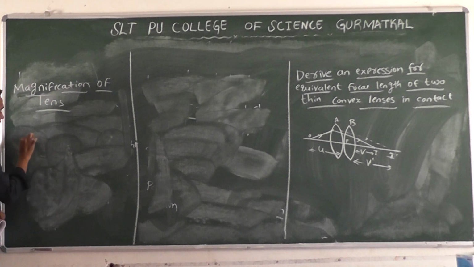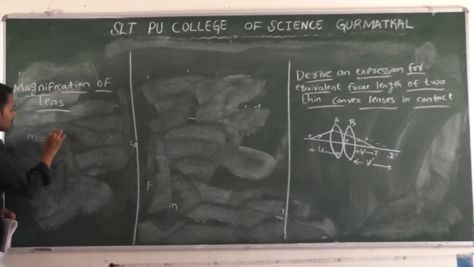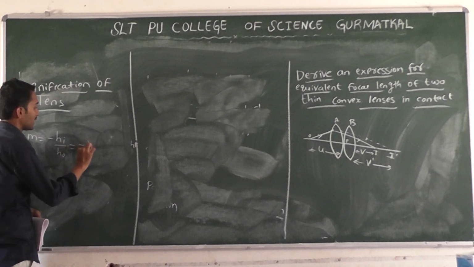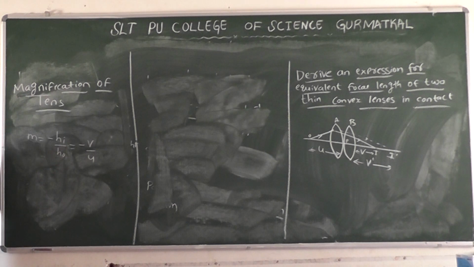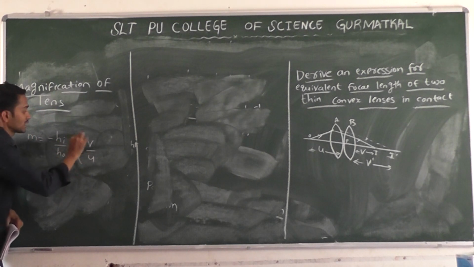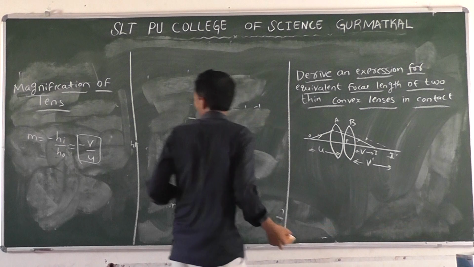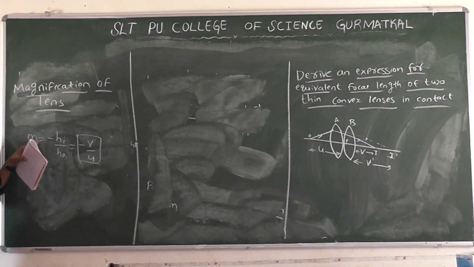For a mirror we write small m. What is the relation? m is equal to minus hi by ho, the height of image to height of object, or we write minus v by u, image distance by object distance. Why the minus term? That comes from the derivation. We are not explaining about lens now; I am telling about mirror. This equation is for the linear magnification of a mirror.